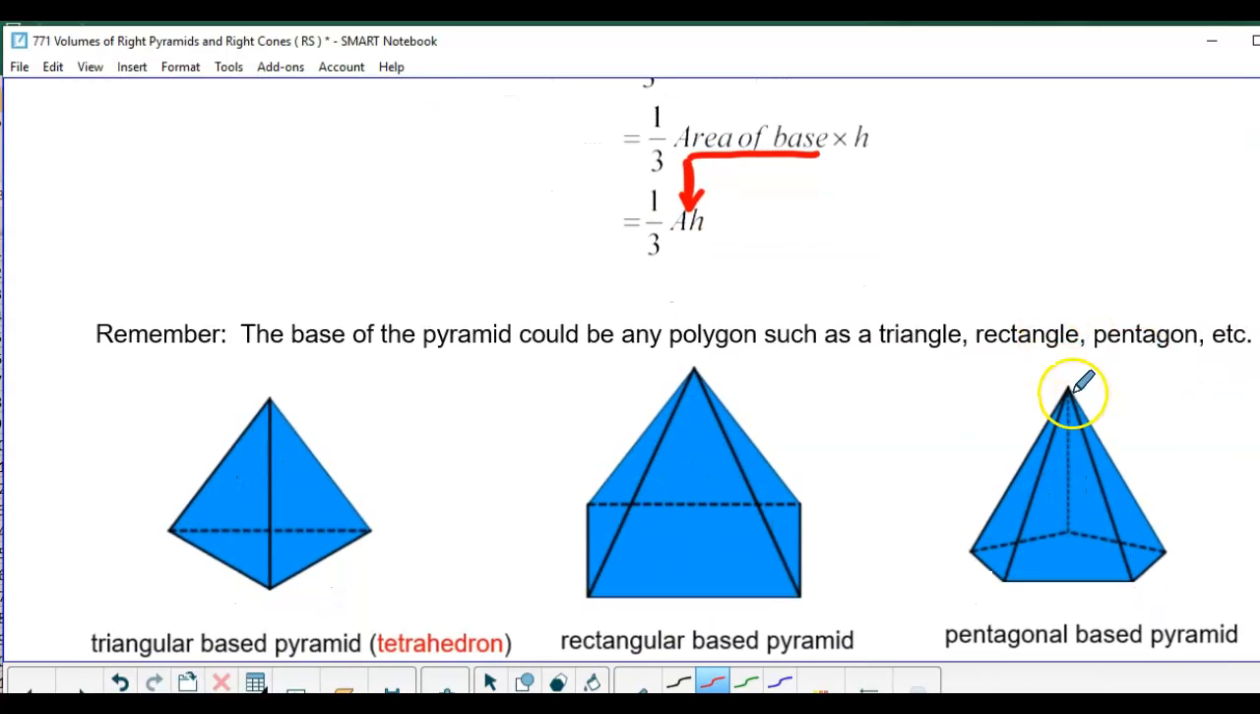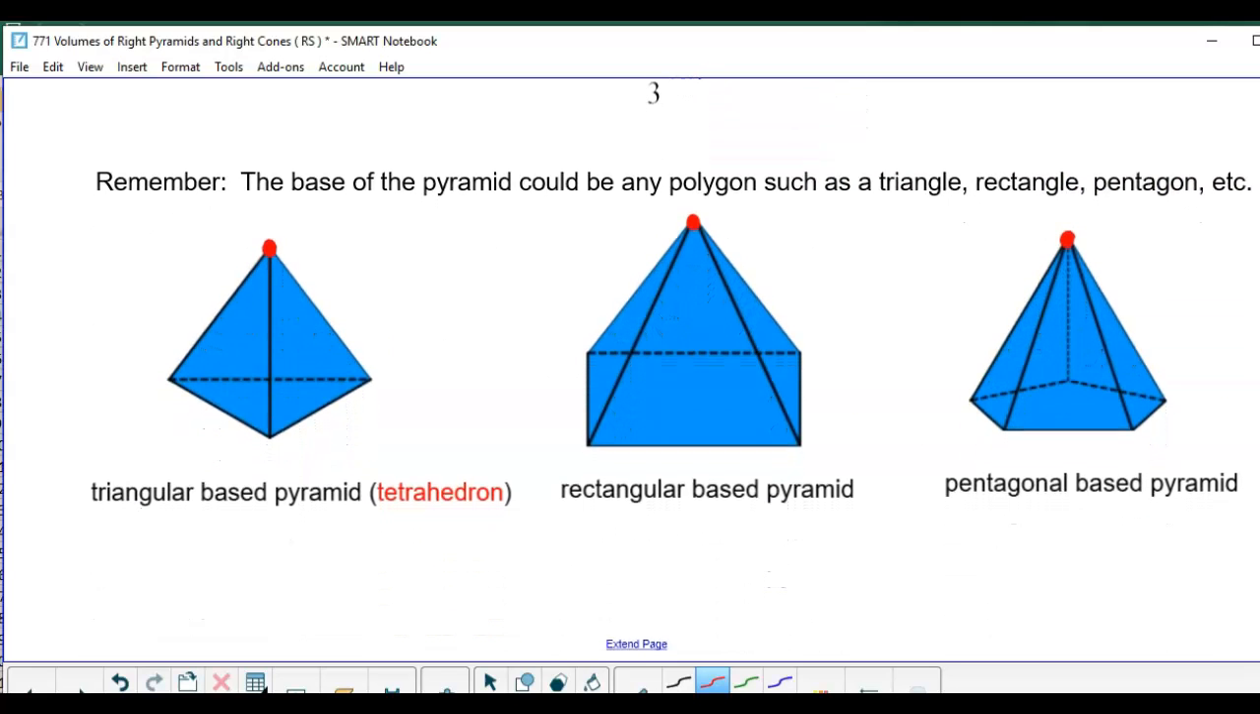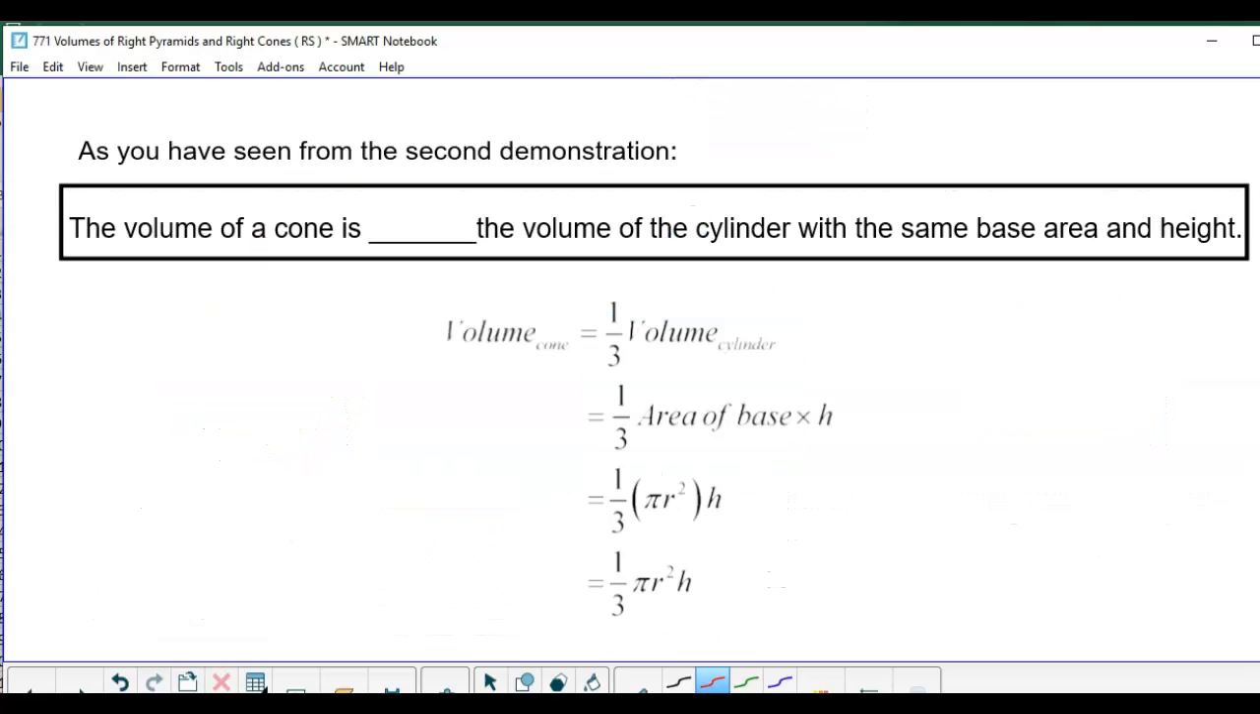And so anything basically that meets at an apex is going to have a 1/3 in it. The base of a pyramid could be any polygon, a many-sided shape. We tend to stick to pretty basic ones: triangle, rectangle, maybe a hexagon. The volume of a cone is also 1/3 the volume of the cylinder with the same base area and height.